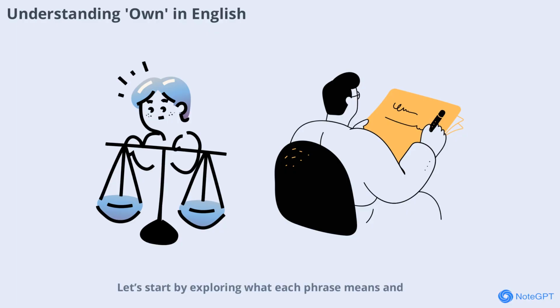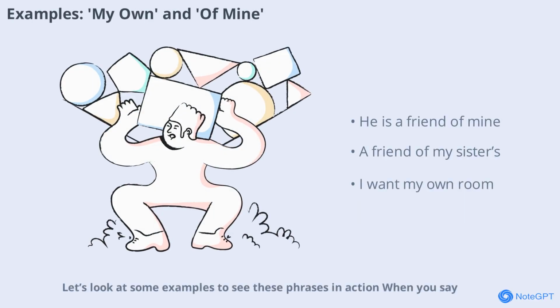Let's start by exploring what each phrase means and why they're important for expressing possession and independence in English. Let's look at some examples to see these phrases in action.